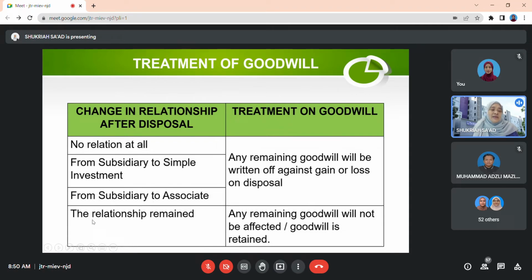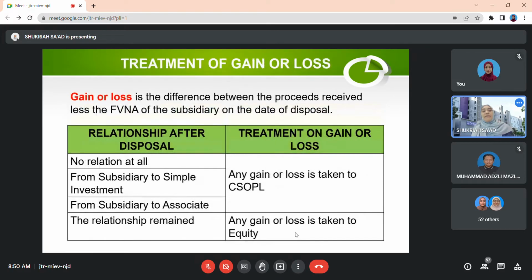Okay, if the relationship does not change, meaning subsidiary to subsidiary, it still remains as a subsidiary. So any remaining goodwill will not be affected, meaning the goodwill is retained. Meaning the goodwill will be disclosed or presented in the consolidated statement of financial position. Okay, we do not need to write it off. Whatever the goodwill amount, it should be transferred to the CSOFP.